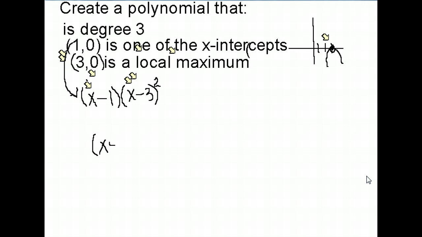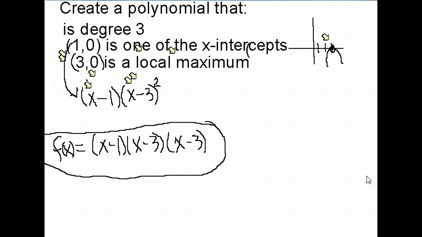It would look like this. x minus 1, x minus 3 squared, which means x minus 3 and x minus 3. Okay, that would be an example. Now, they didn't tell me what they wanted my end behavior to do. If they did, I would know whether to make the front positive or negative. Okay, but in this case, all they've requested is this information, so that will work.